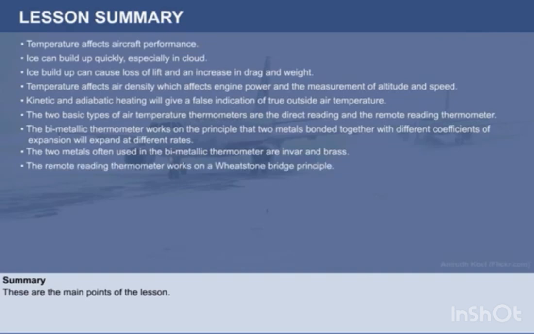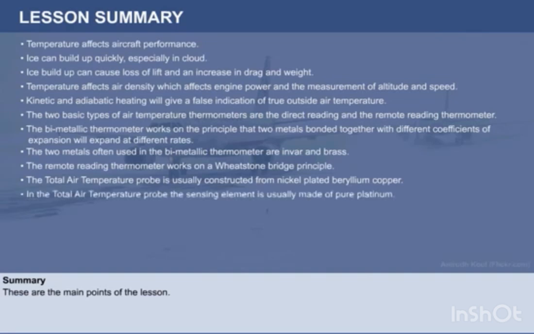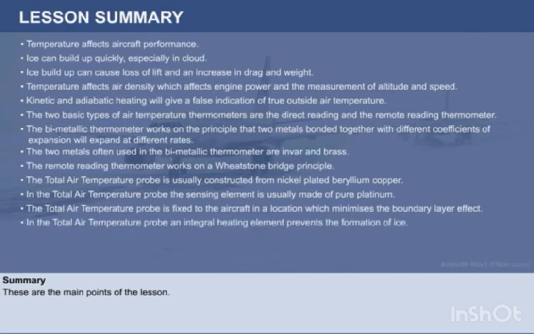The remote reading thermometer works on a Wheatstone bridge principle. The total air temperature probe is usually constructed from nickel-plated beryllium copper. In the total air temperature probe, the sensing element is usually made of pure platinum. The probe is fixed to the aircraft in a location which minimizes the boundary layer effect. An integral heating element prevents the formation of ice.